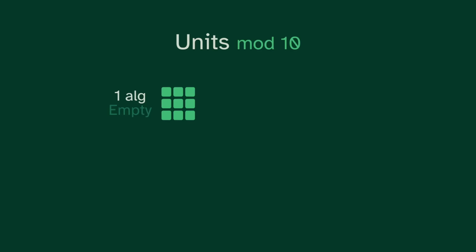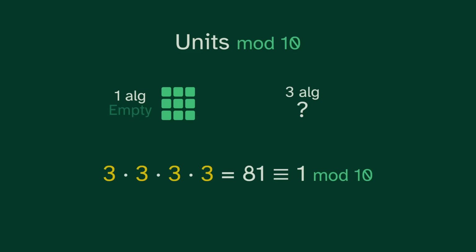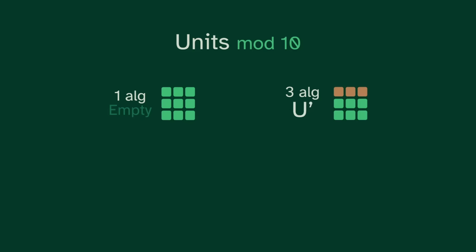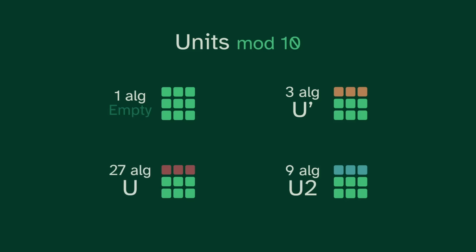1, as always, must have the empty alg. What about 3? Well, 3 to the 4th is 81, which is 1 mod 10. So the 3 alg must cancel out after 4 repetitions. And this is just like the 2 alg we saw before. Any single move will work. Let's use u prime as the 3 alg. Then u2 will be the 9 alg, and u will be the 27 alg, and also just the 7 alg. And we're done. That covers all the units.